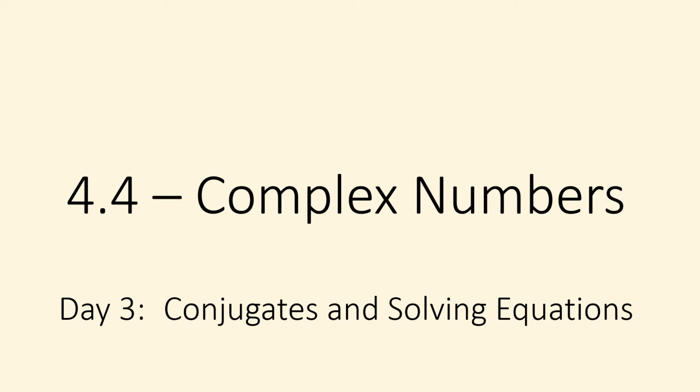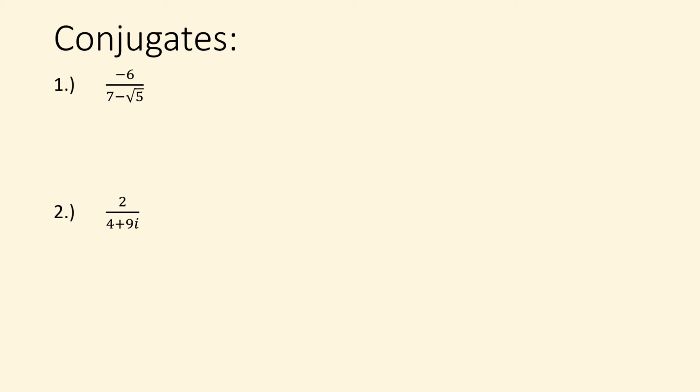Last day of complex numbers, conjugates, and solving equations. With conjugates, we have radicals or i's on the bottom again, but this time we have either a plus or a minus. It's because of this minus sign or this plus sign that it's necessary to use conjugates rather than how we solved them yesterday. So a conjugate is basically whatever we have already, we're just going to change the sign.